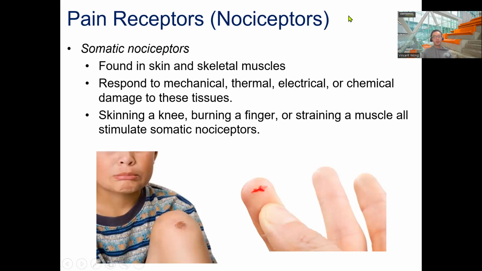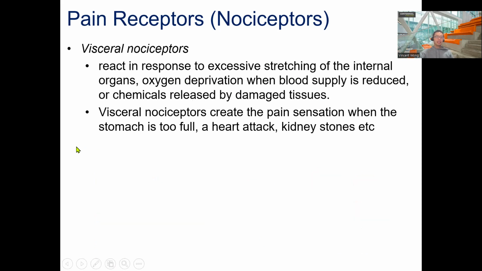They respond to mechanical damage, like literally a cut by a knife, for example, if you're cutting your food. Thermal, like a burn. Electrical. Chemical, like spilling chemicals on your skin. The bleach on your skin can eat through and hurt you. That's chemical damage. All these are going to be detected by somatic nociceptors, generally from the surface of the body.